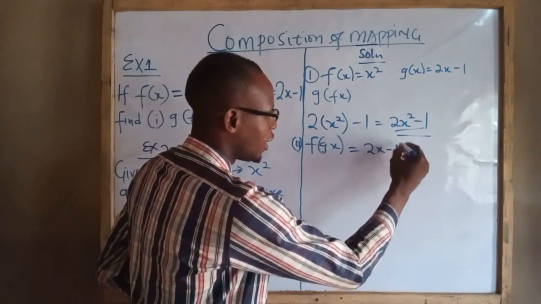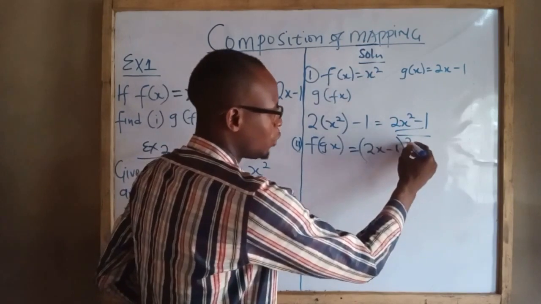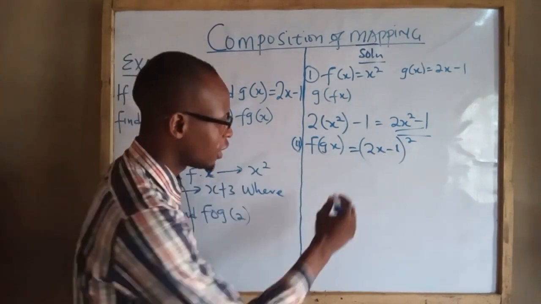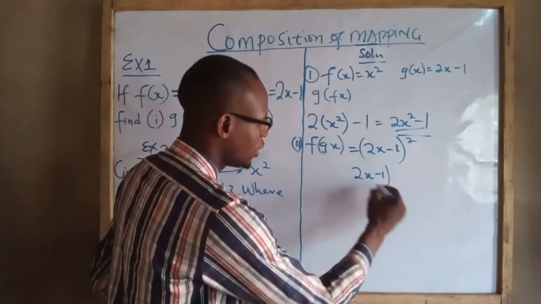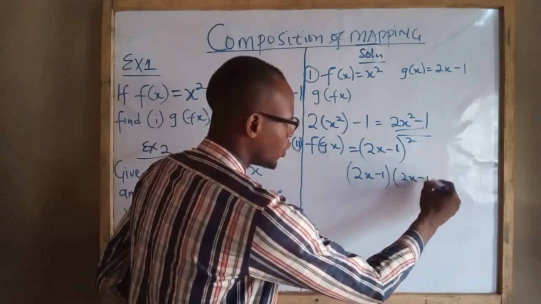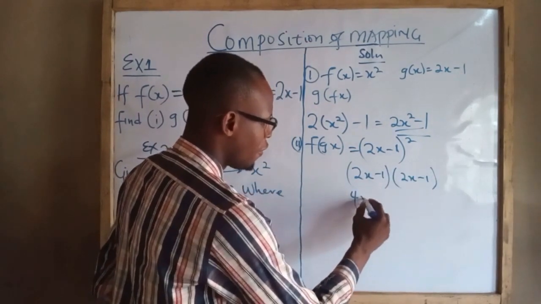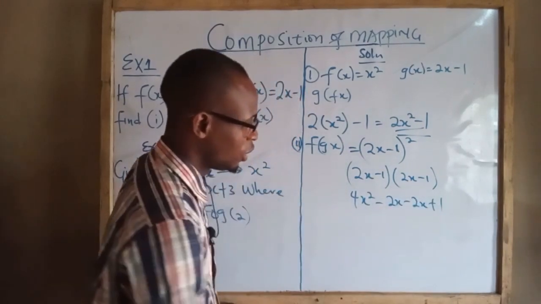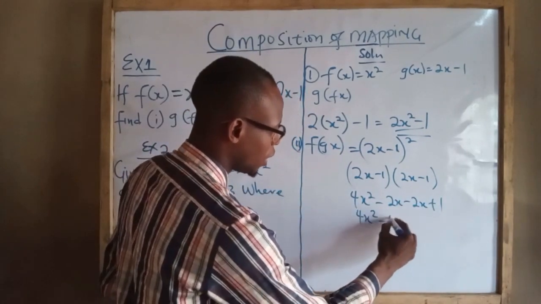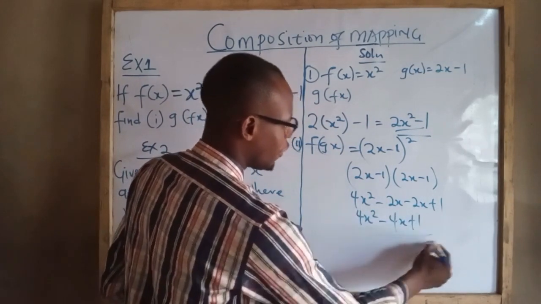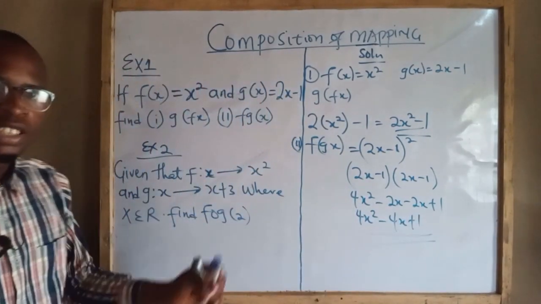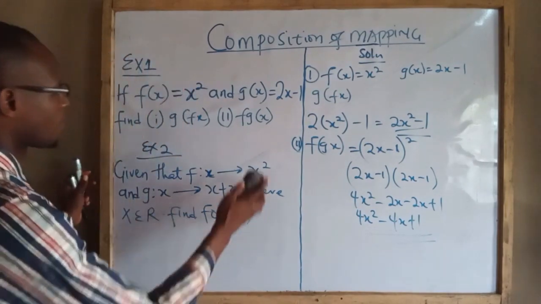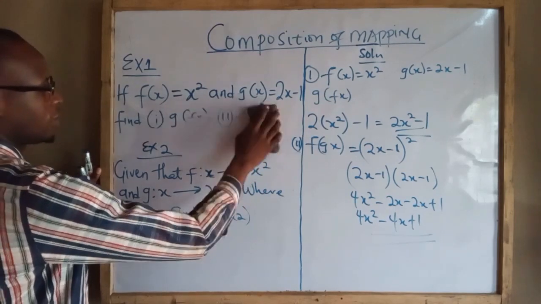I told you, anywhere you see the letter x, but because this x has a square, you replace it with the square there. So when you expand this bracket, you are going to have 2x minus 1 and also 2x minus 1. So by expanding, we have 4x squared minus 2x minus 2x plus 1, so this becomes 4x squared minus 4x plus 1 as our final answer. So all this is clear. Let me erase this part.